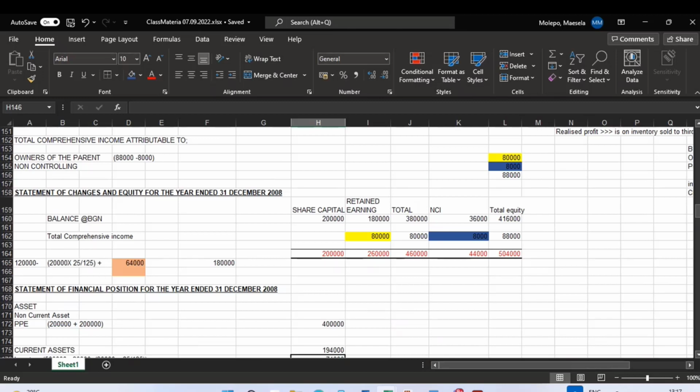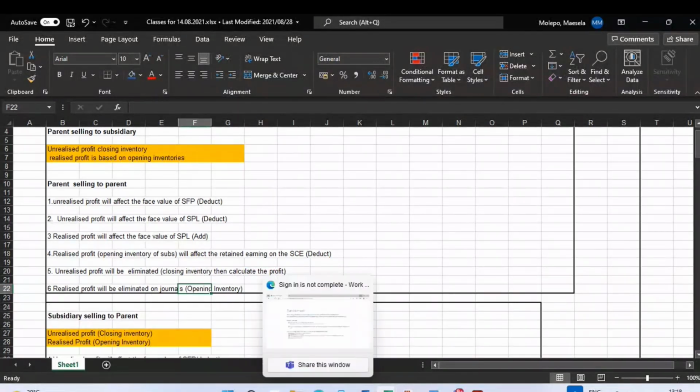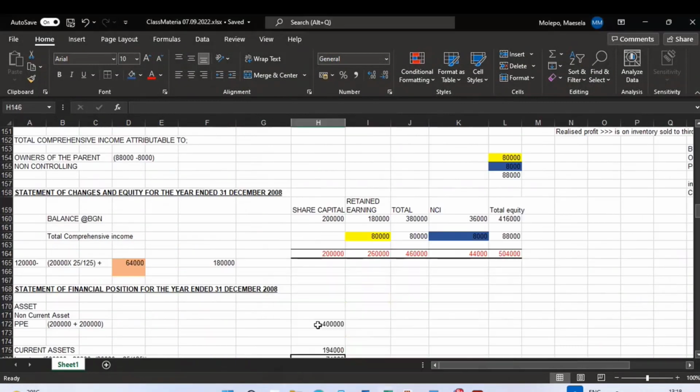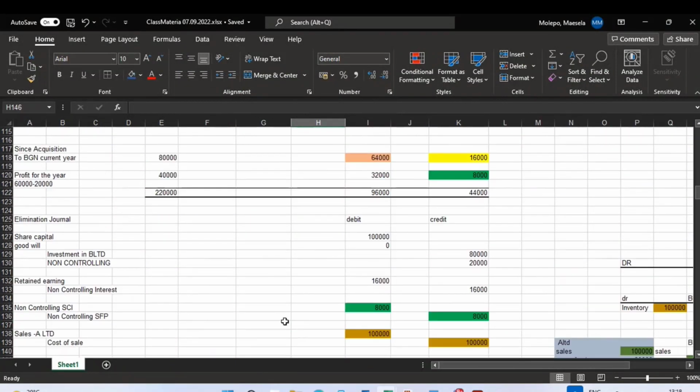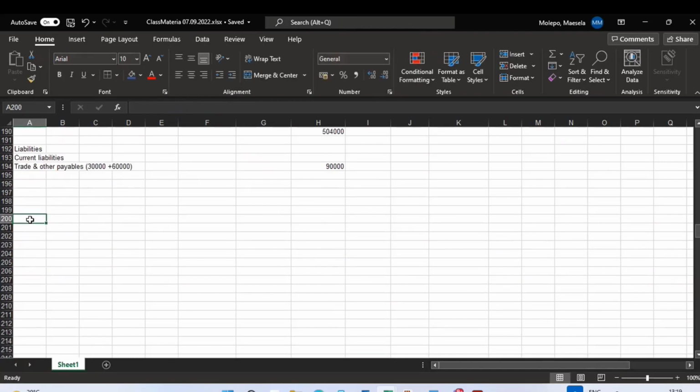Yes, sir, we do. And then the last one, there was another one. Unrealized profit will be eliminated in the closing inventory, then calculate profit. So that one is when we are doing the SCE. So the unrealized profit will be eliminated on the journal. We also did it on the journal. So if you were checking the journal, the unrealized profit will be excluded. Now we're going to go to subsidiary selling inventory to parent.